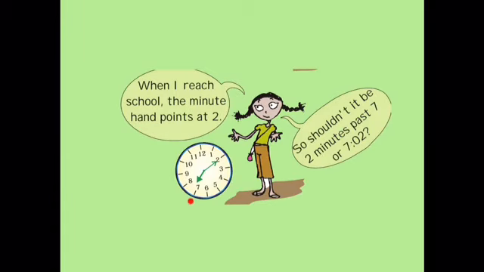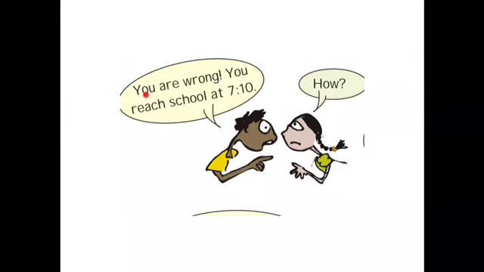Look at the clock now. The short hand is at 7, the long hand is at 2. So she feels that she reaches by 7:02. You're wrong. You reach school at 7:10, said Pamposh. How? Questioned Sazia.